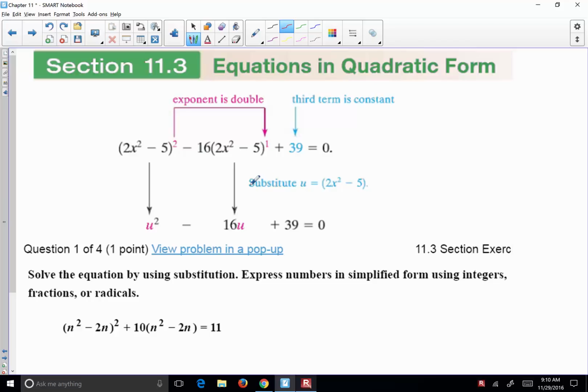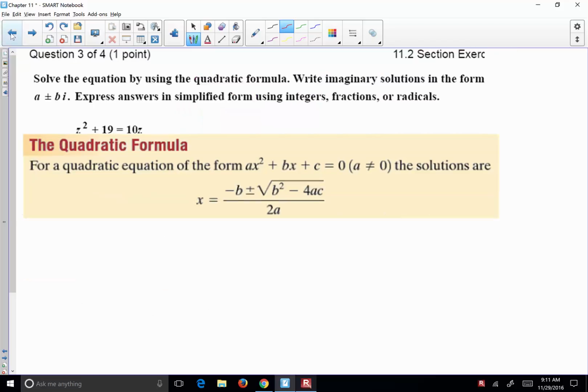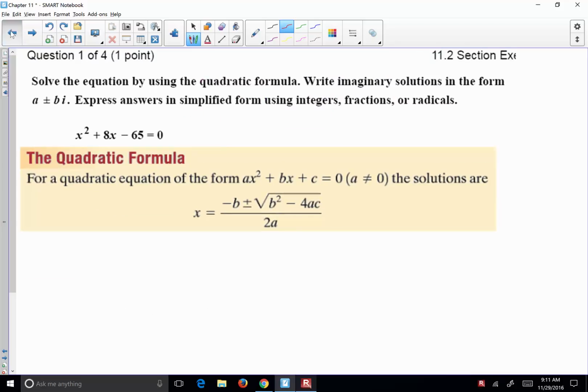Right, good morning. Today we are going to solve quadratic looking functions. The word is looking. It's not quadratic equations. We're going to solve quadratic looking. So why don't we go over and see what we did last time.